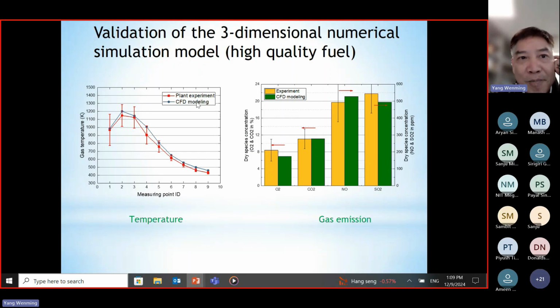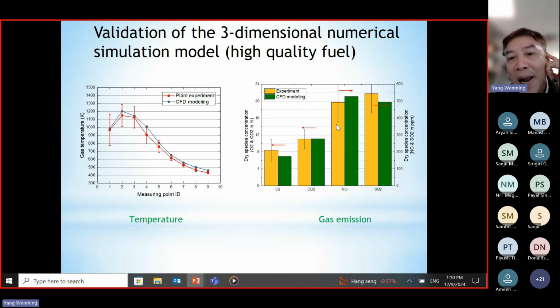Okay, so firstly, we have validated the numeric simulation model with different fuel, for example, high quality fuel. The left one is the comparison between the simulation results and the experimental results in terms of temperature at different locations. Just like I showed you, we had 9 locations where we measured the temperature, right? This one is simulation results, and this one is experimental results. Comparing these two, we found that the difference is actually very small.